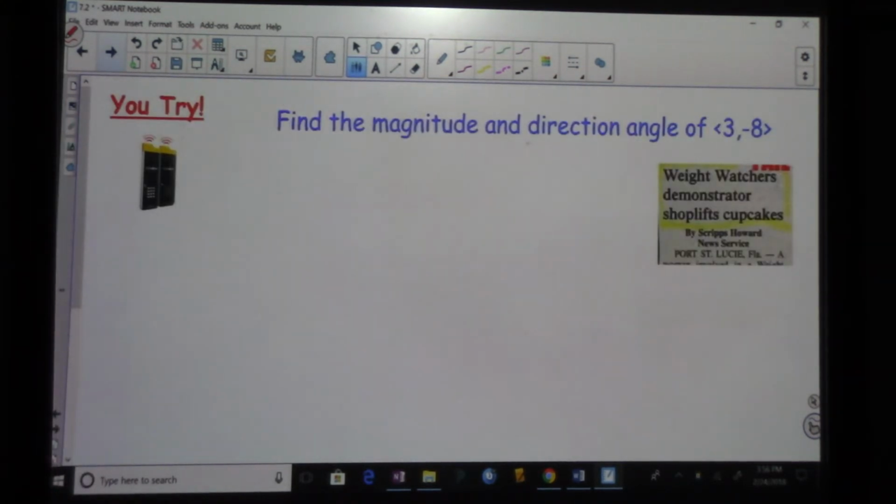Last is a U-try. So go ahead and take a moment. I'll work it while you do. Find the magnitude and direction angle.